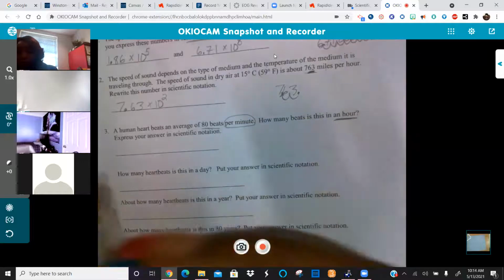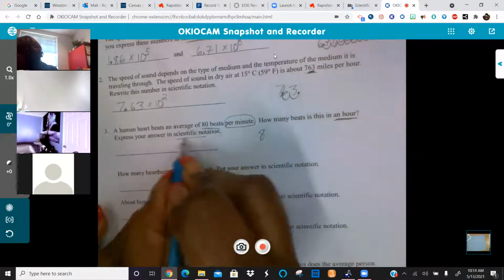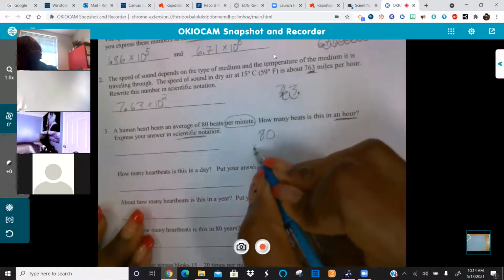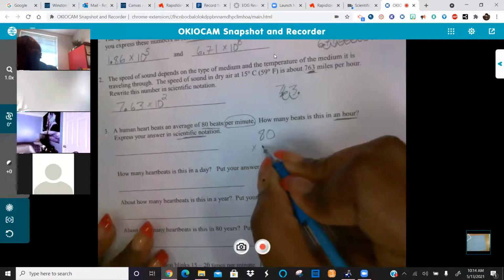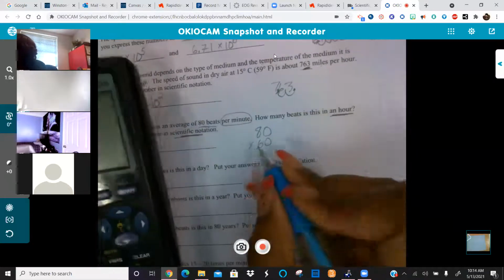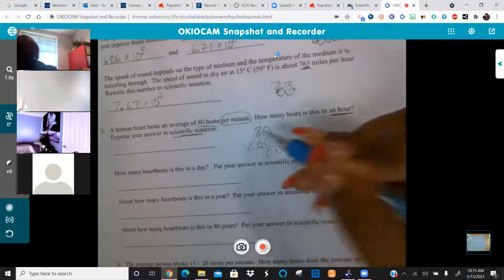Very good. So you're going to do 80, and make sure you write this number in scientific notation. You're going to do 80 times 60. Okay, and we can actually do that in our calculator. 80 times 6, or here, look, it's 2 zeros, and what's 6 times 8?